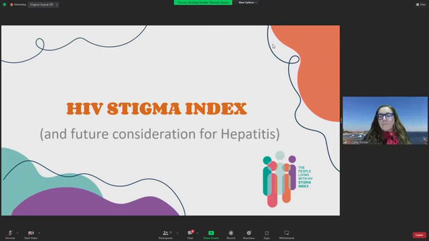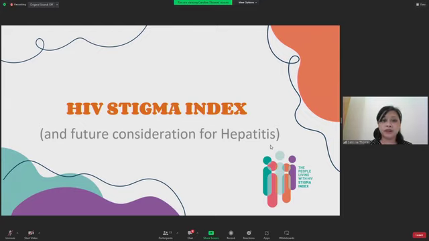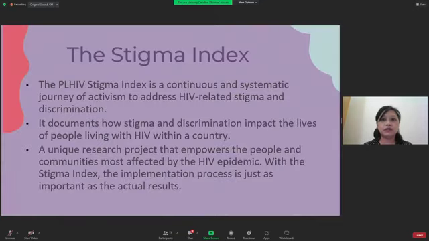this is just a little bit of the introduction. So HIV stigma index, and by the end of the discussion of the slides, then maybe we can think about the future consideration for hepatitis. It is good that University of South Wales had somehow started the stigma study on hepatitis, and maybe we can see more from the presentation from World Hepatitis Alliance. So a little bit of the introduction of the stigma index.